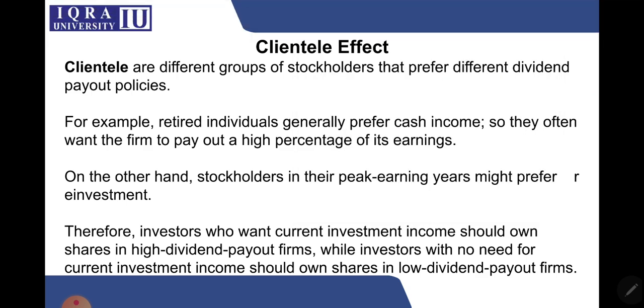So clienteles are different groups of stockholders that prefer different dividend and payout policies. So there are groups of investors, shareholders that would prefer something else. For example, if you are a young investor, then your earnings right now would be very good, and maybe you do not need more extra income in the form of dividend.